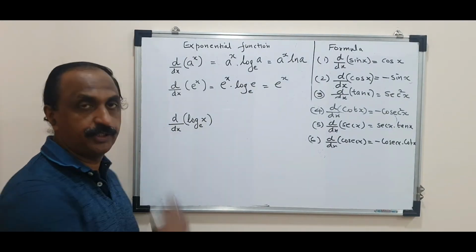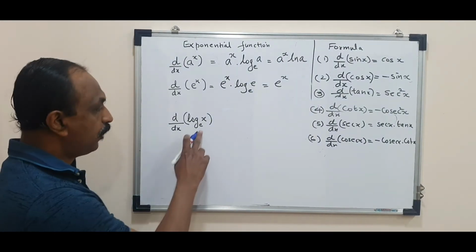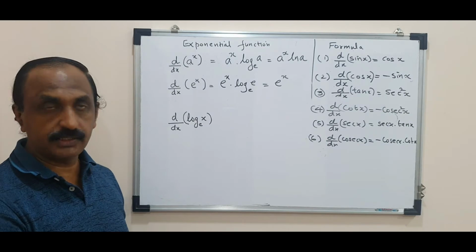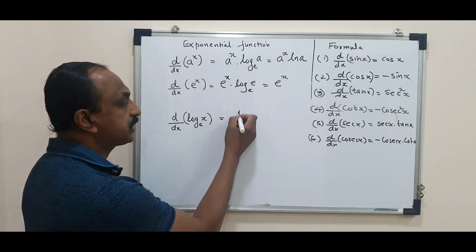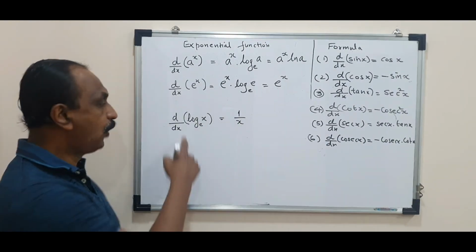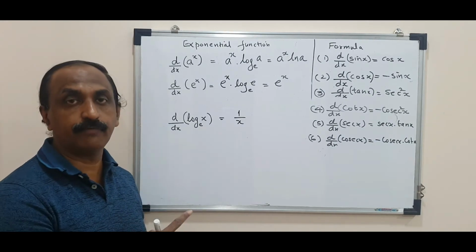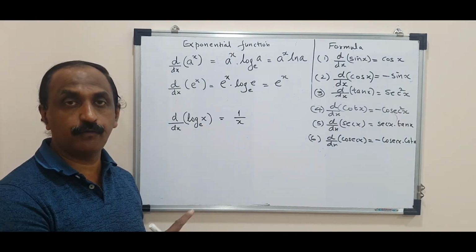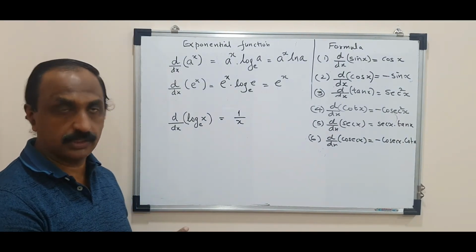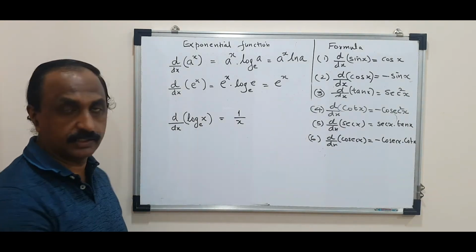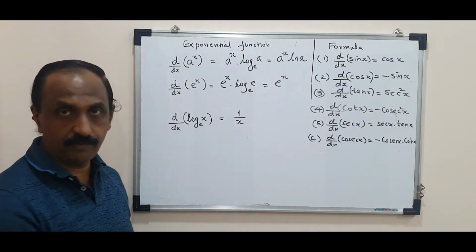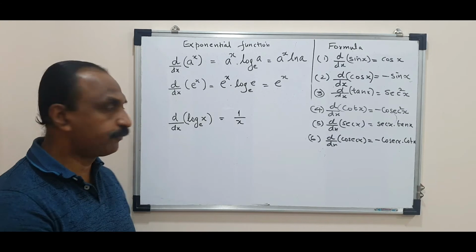Now we find the derivative of log x. When I write log x, the base of the log x is e. Derivative of log x is 1 by x. Now how do you get this formula? By our old definition, limit h tending to 0, f of x plus h minus f of x upon h. By using the definition only we have got this. But I am not making an attempt to derive it. I am just directly giving you the formula.